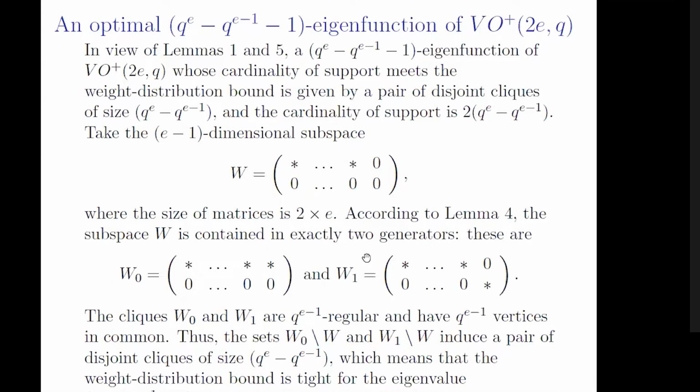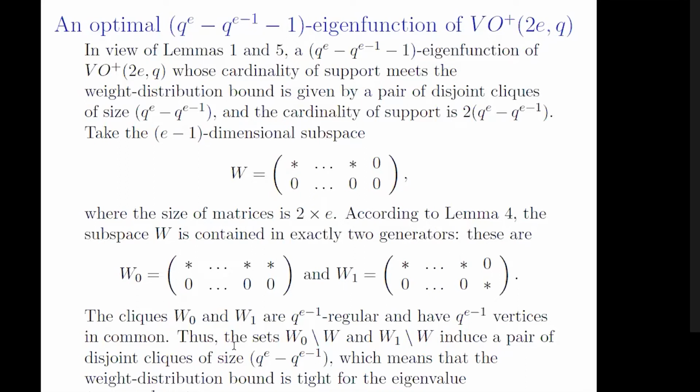According to lemma 4, this subspace is contained in exactly 2 generators. These are W0 and W1. It can be easily checked. And so basically we have taken 2 generators with maximal intersection. The intersection is an e minus 1 dimensional subspace.